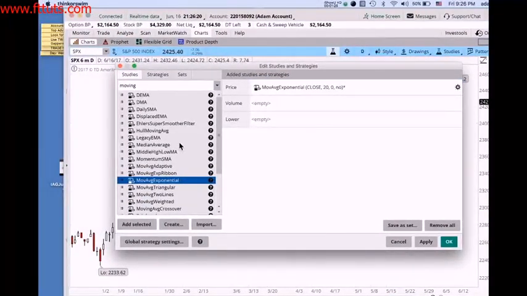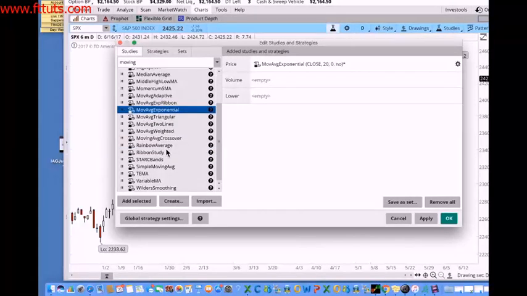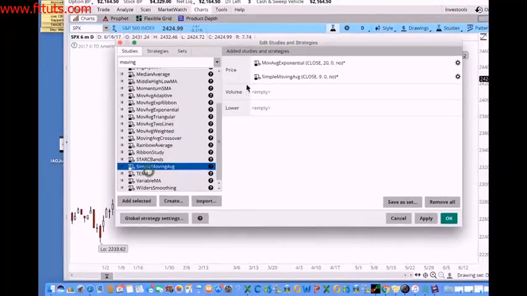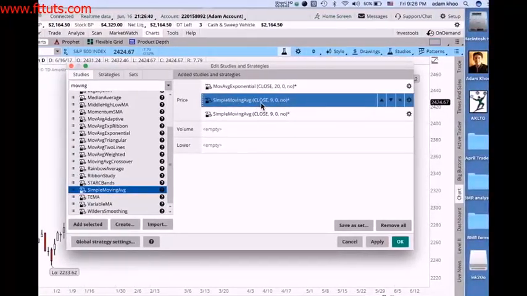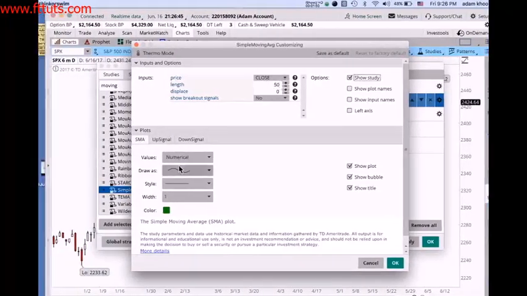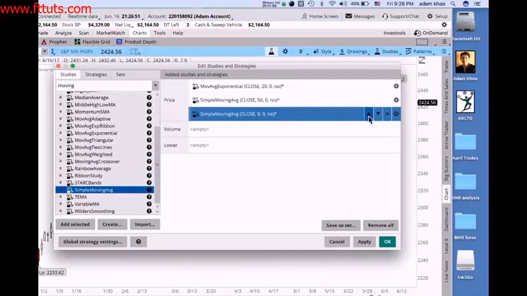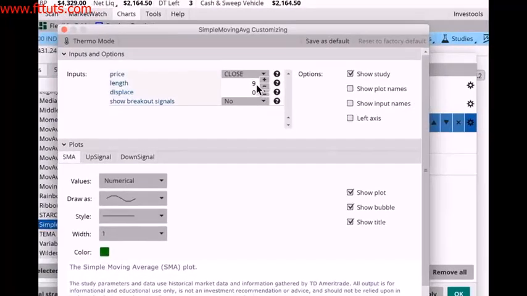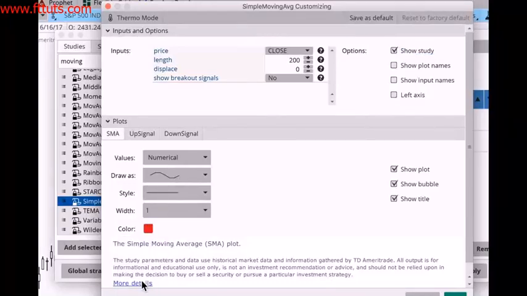Next, I'll put in my 50 and 200 simple moving average. So I'll look for simple moving average. That simple moving average is here. I'm going to click on that. Click again. Okay. So for the first one, I'm going to change it to 50 moving average, and I choose blue for that. And for this one, it's the 200 moving average to determine the long-term trend. Red.